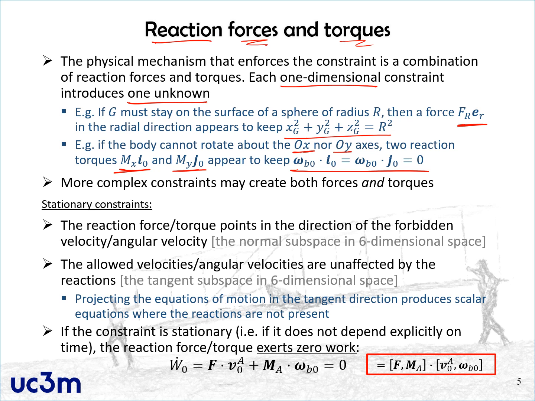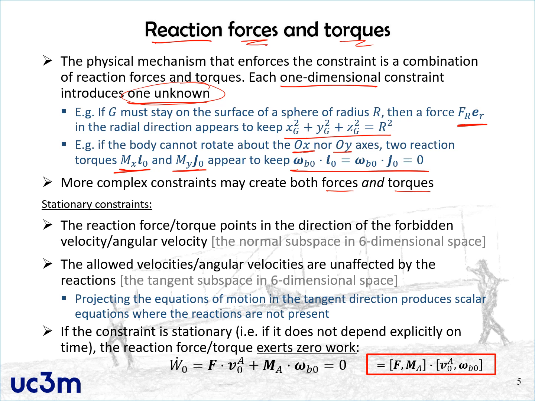There are cases where a single one-dimensional constraint can introduce at the same time a force component and a torque component. The important thing to remember here is that since it is a one-dimensional constraint, it can only have one unknown. So the force and torque components introduced by it will be dependent on each other. They will be expressible in terms of just one unknown.